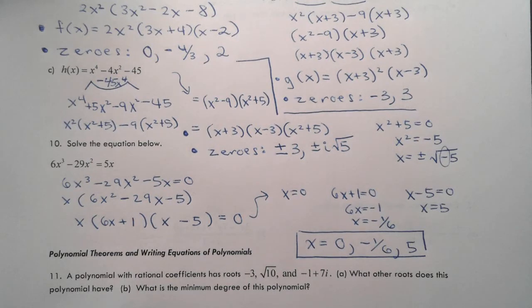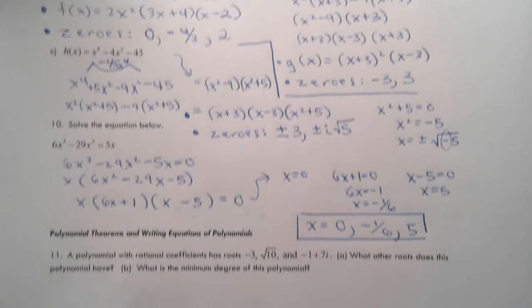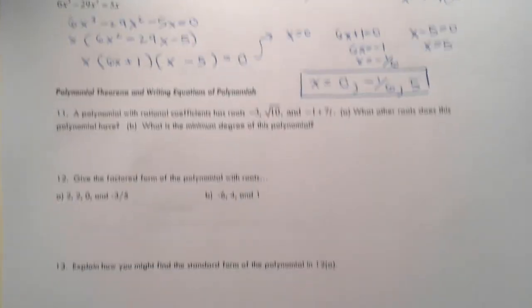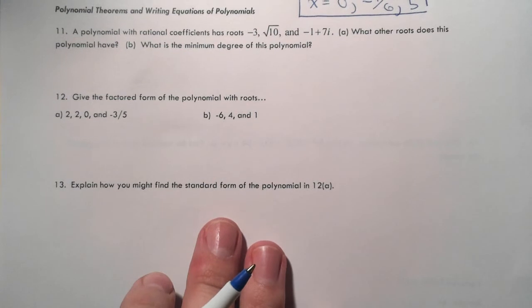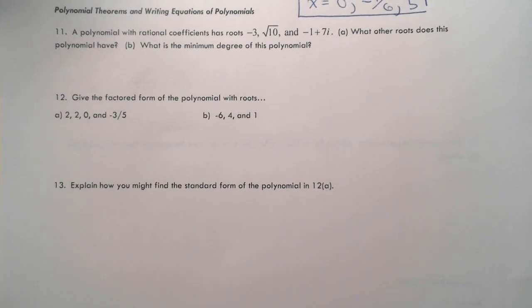Okay. The next topic we had was polynomial theorems and writing equations of polynomials. Now, writing equations of polynomials can get very challenging. We didn't really dive that deep into it. It's not something to really worry about. We'll worry about writing factored forms, and I'll briefly explain the process of how you would turn the factored form into the standard form. But really, it's not something to stress yourself about.